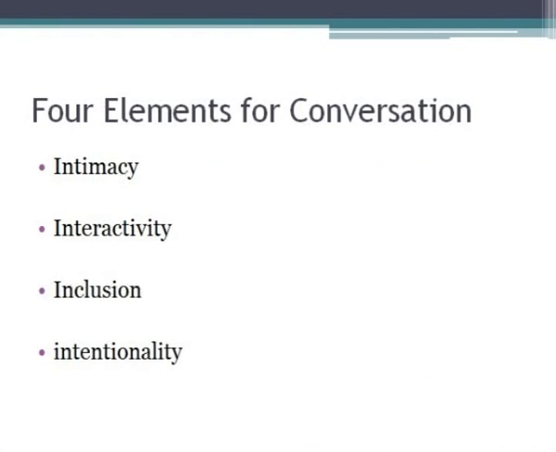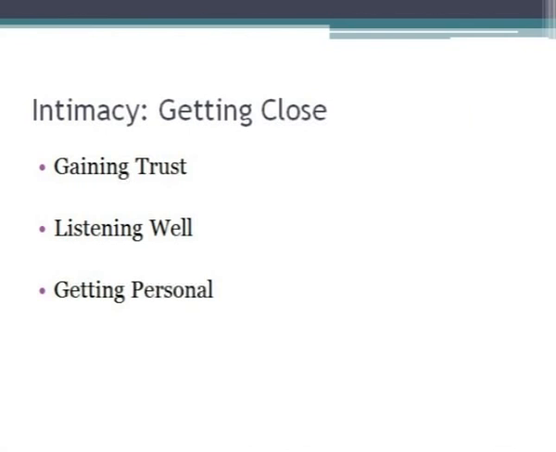So, 4 elements for conversation, as I have mentioned, 4 I's. They are intimacy, interactivity, inclusion, and intentionality. These things are important, and I'm going to talk about them. So let's get down to the first one, intimacy, which is the most basic part of organizational conversation.